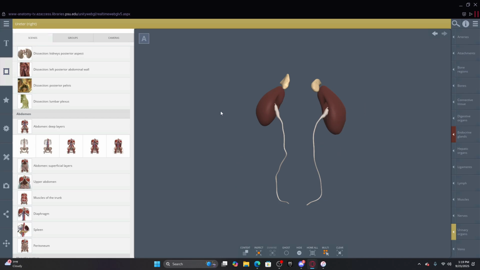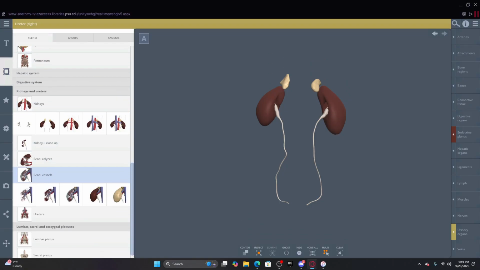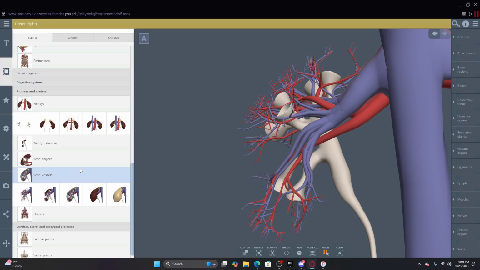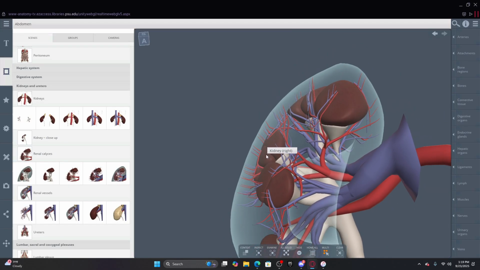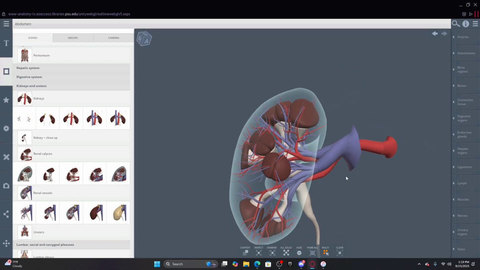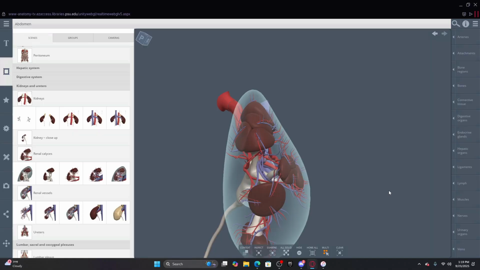Now we're going to look at these structures inside of the kidneys. So if I go here, let me look for the best one. I think this is the best one that we're going to be able to see.